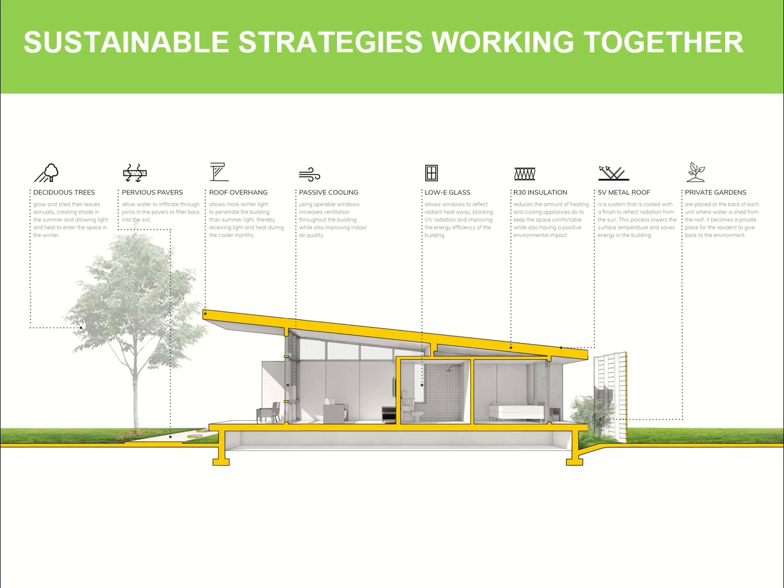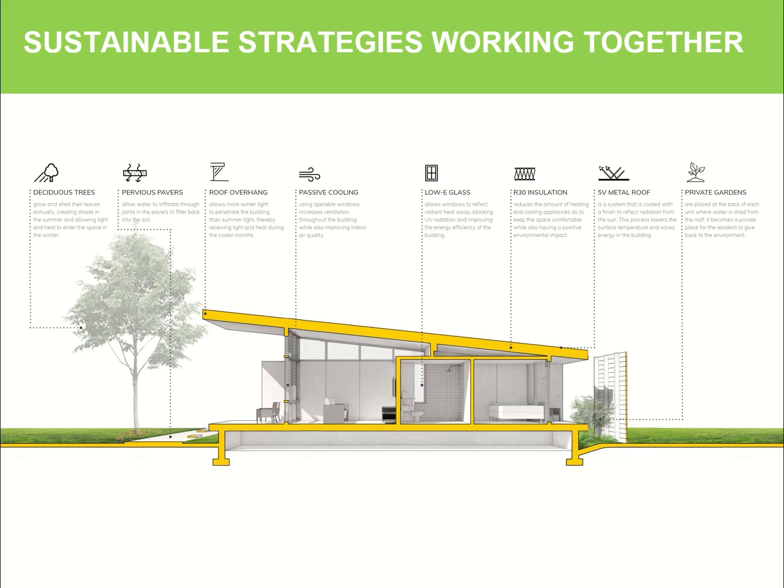Here we can see how a single building can use many different sustainable strategies. Trees and roof overhangs are used to control light and shade where needed. Gardens, pavers, and roof slopes are used to control where rainwater goes and is kept away from damaging the building structure. Insulation, passive space cooling, and reflective roof colors are used to maintain occupant comfort and reduce energy levels.